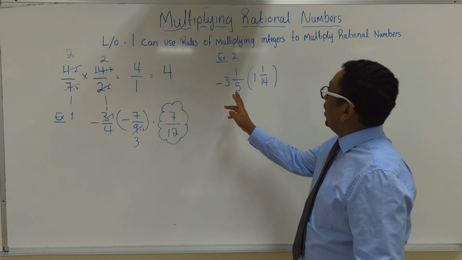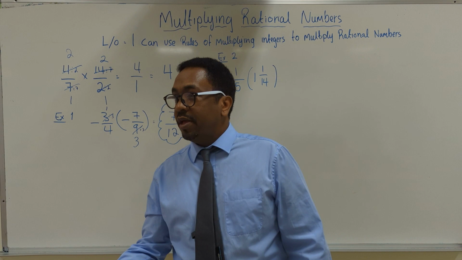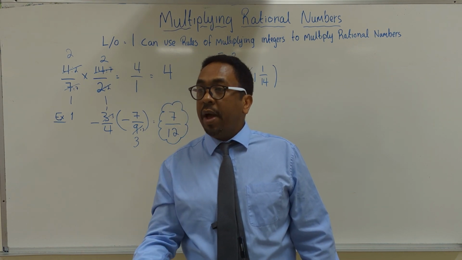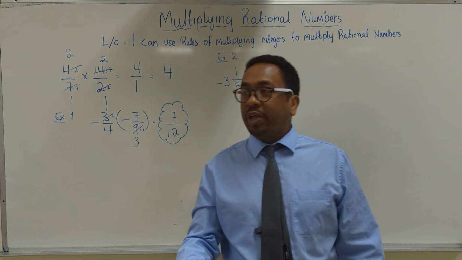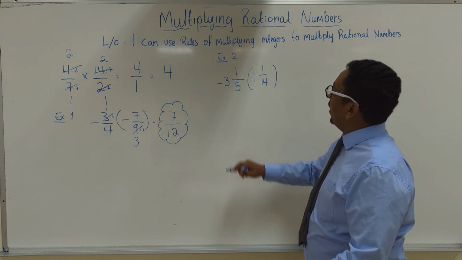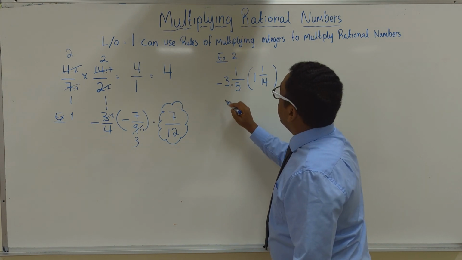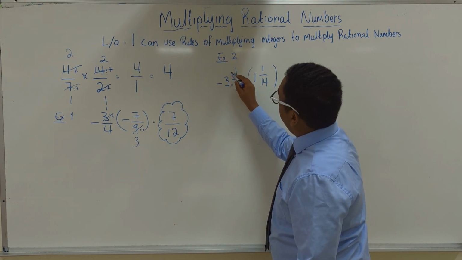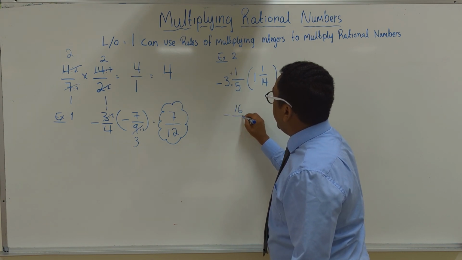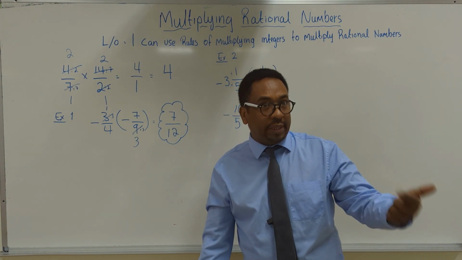We have a mixed number. Remember when we have a mixed number, before we multiply, we need to change it into what? Improper fraction, or what they call a top-heavy fraction. How do we start? 3 times 5, 15. 15 plus 1, 16. So we will have 16 on the top. Bring the negative: negative 16 over 5. Remember, the denominators don't change. The denominator will stay the same.